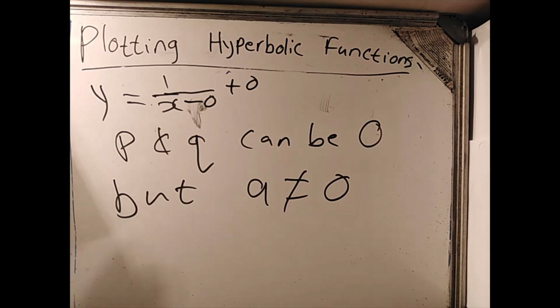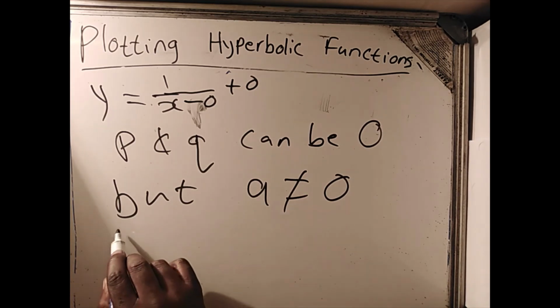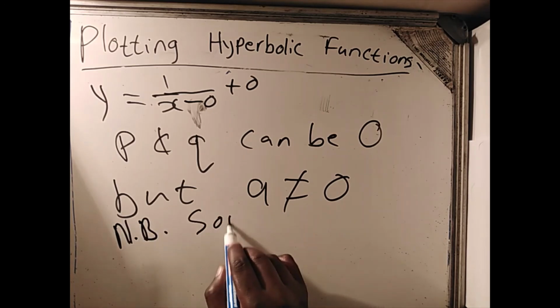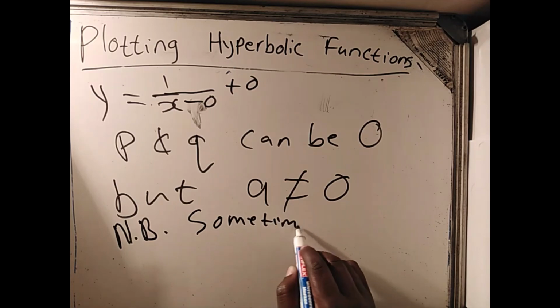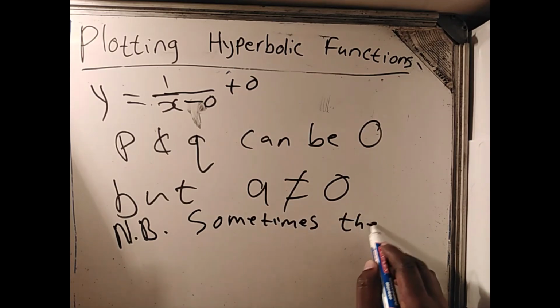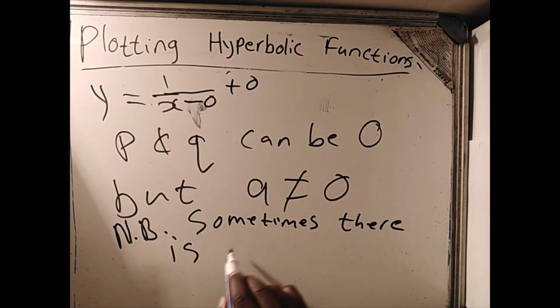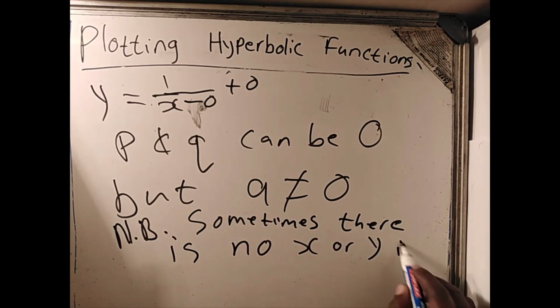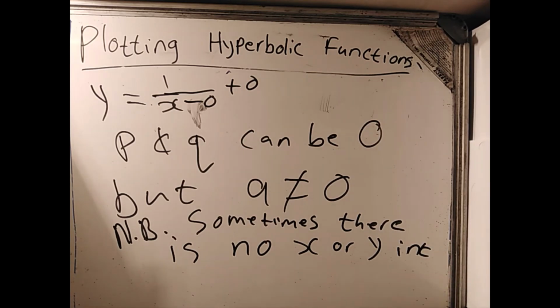Another thing that is very important is that sometimes there is no x or y intercept. So if you calculate the x and y intercept and you get 0, it's okay sometimes, or you don't get anything, it's okay. Sometimes we do get such situations.